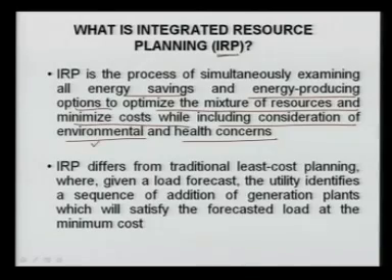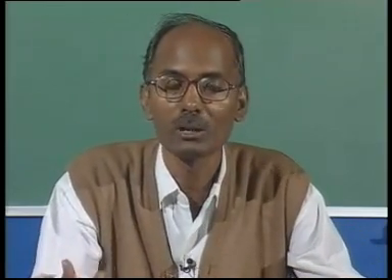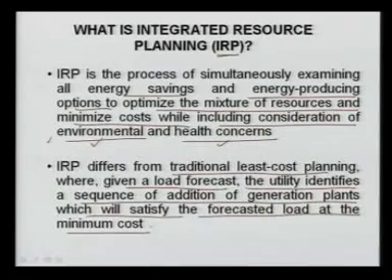Always we try to minimize the total cost with various constraints like environmental and health concerns, and we go for the planning approaches. So IRP basically differs from the TRP, that is the traditional least cost planning, where for a given load forecast, the utility identifies a sequence of additions of generating plants which will satisfy the forecasted load at the minimum cost. In the TRP, we never go for the demand side option. Always with the forecasted demand, the utility tries to decide what the generation will be, what type of generation, and where it will be located, without looking at the environmental constraints, without looking at the energy saving options. Then it is called your TRP.